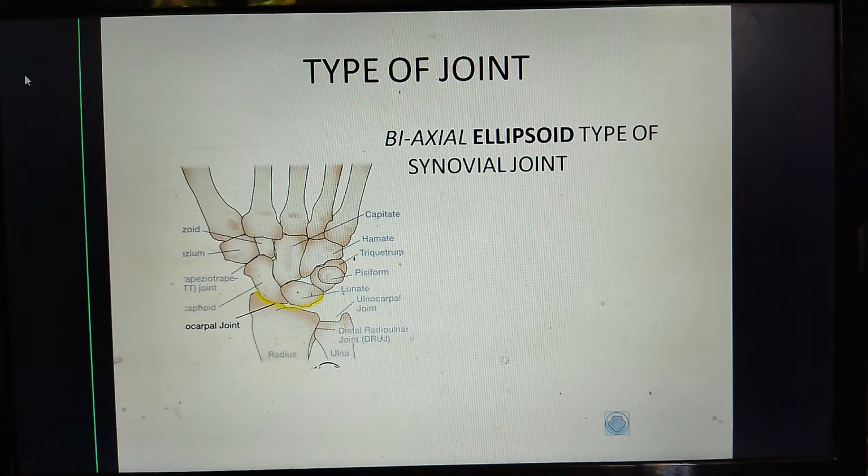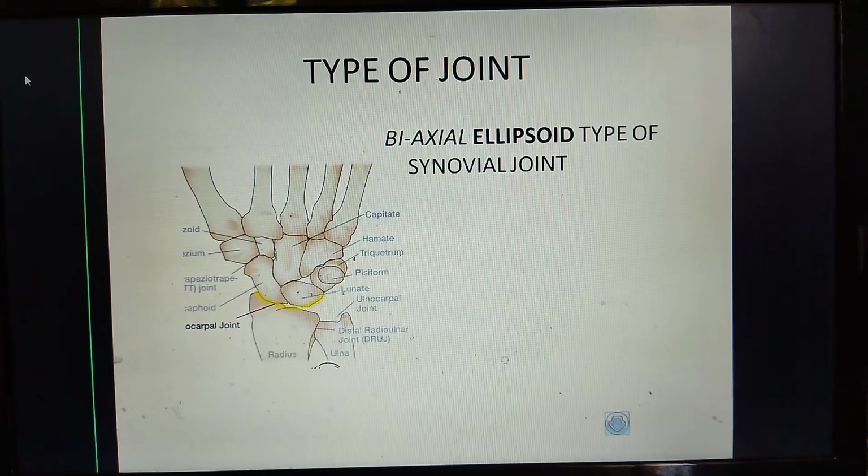Now, you know that to study any joint, the first thing that you must know is its type. The wrist joint is a biaxial ellipsoid type of synovial joint. As there is considerable movement in the wrist joint and it has a capsular ligament with a synovial membrane, obviously it is a synovial joint.